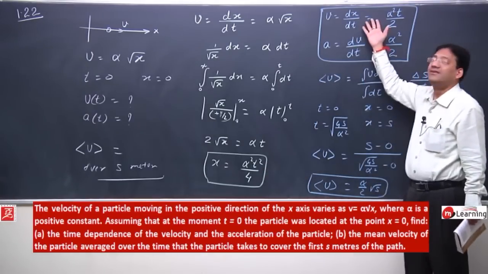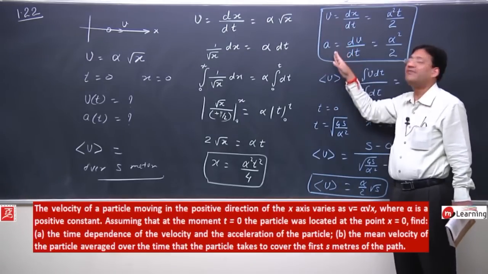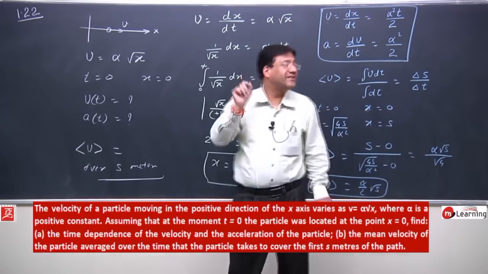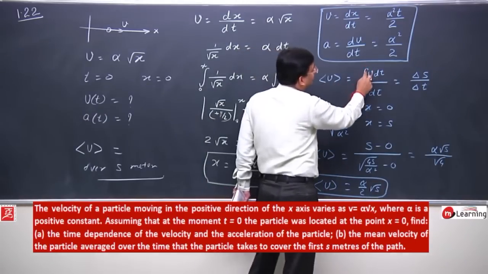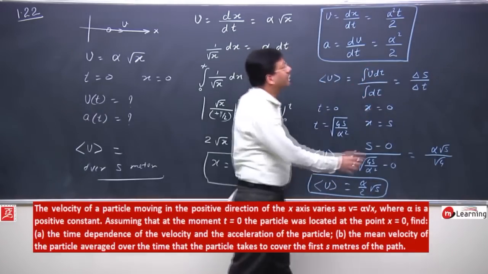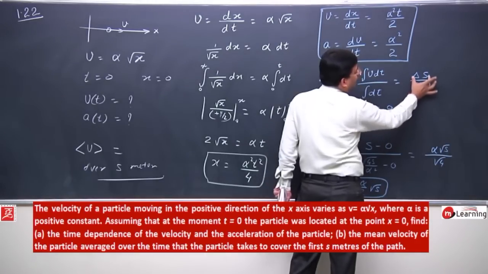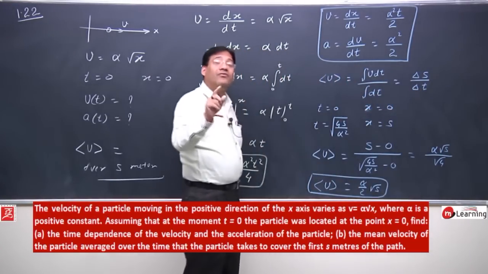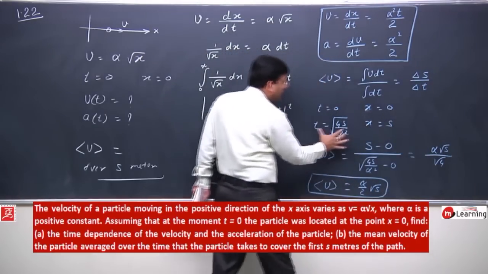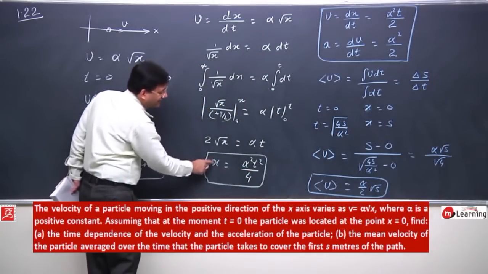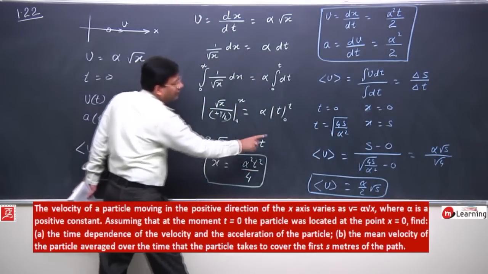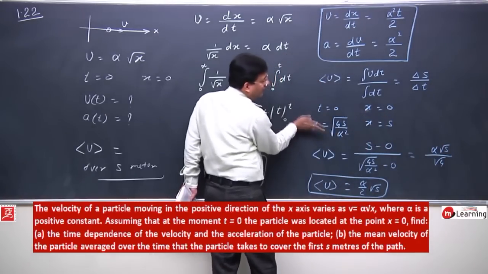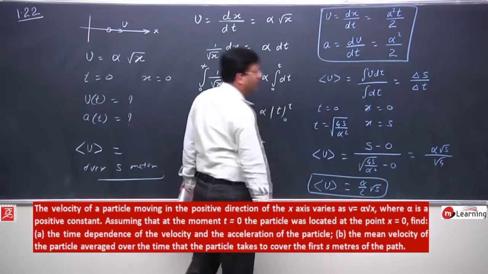हमने इसको differentiate कर दिया. In order to get acceleration, we had differentiated velocity with respect to time. dv by dt is acceleration, and this is acceleration. And mean velocity is defined as integral of v dt upon integral dt, or total distance upon total time over the interval. At t equal to 0, x is 0. When it travels s meters, this would be the time. हमने x की जगह पर s लिख दिया, 4s by alpha square और उसका अंडर रूट. This is the time. So mean velocity is distance s minus 0 upon time, final time minus initial time, and this is the mean velocity.